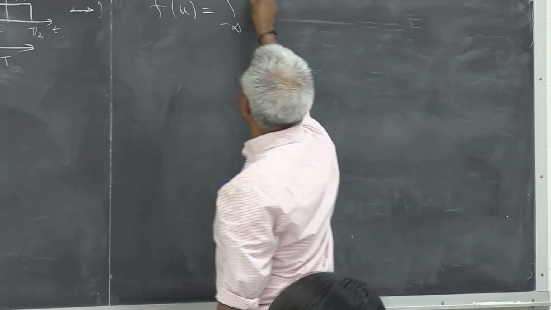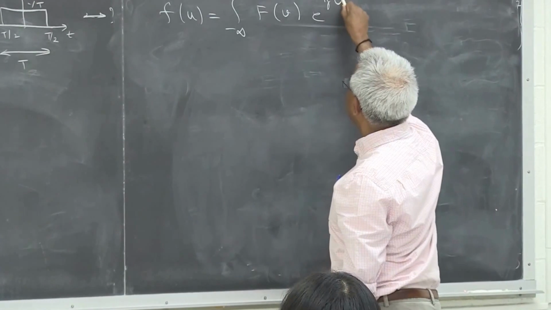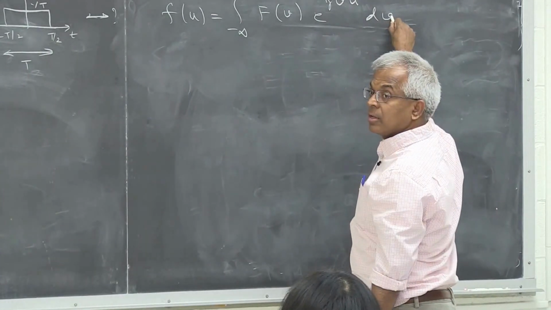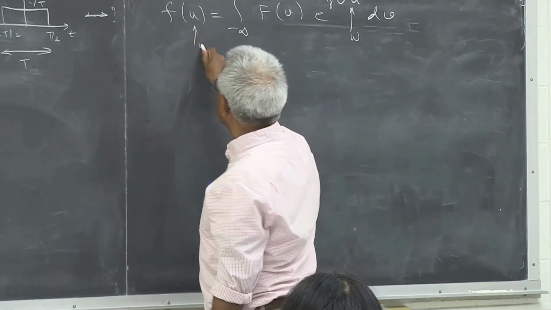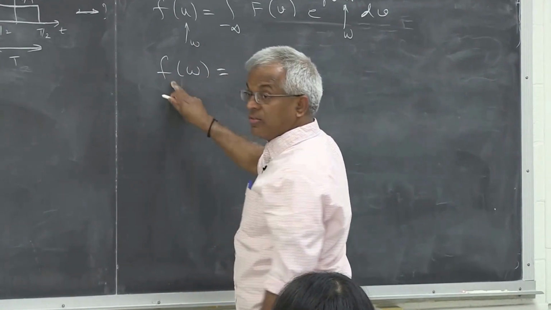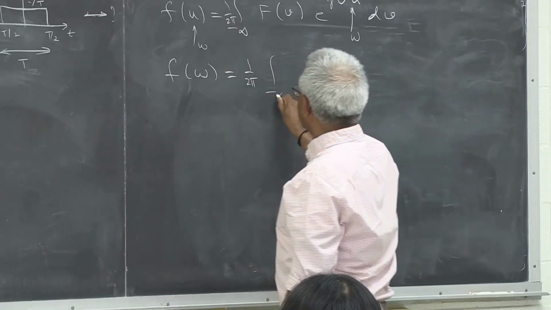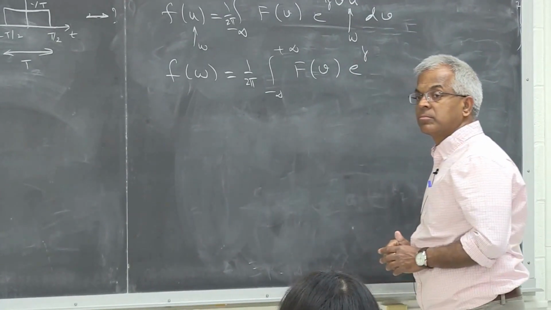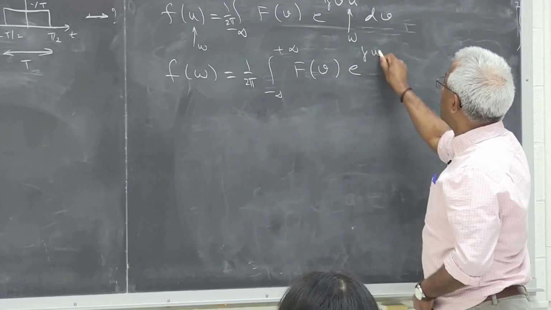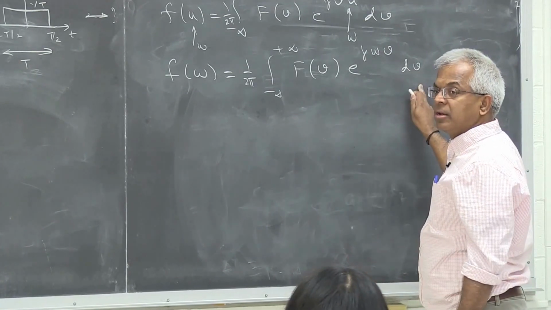So I have f of u equals minus infinity plus infinity F(v) e raised to j v u dv, right? Now I am going to replace u with something else. I feel like doing it with omega here. So I have f of omega, small f of omega is 1 over 2 pi minus infinity plus infinity F(v) e raised to j omega v dv. Okay? Look at v. V has no meaning. It's a dummy variable.